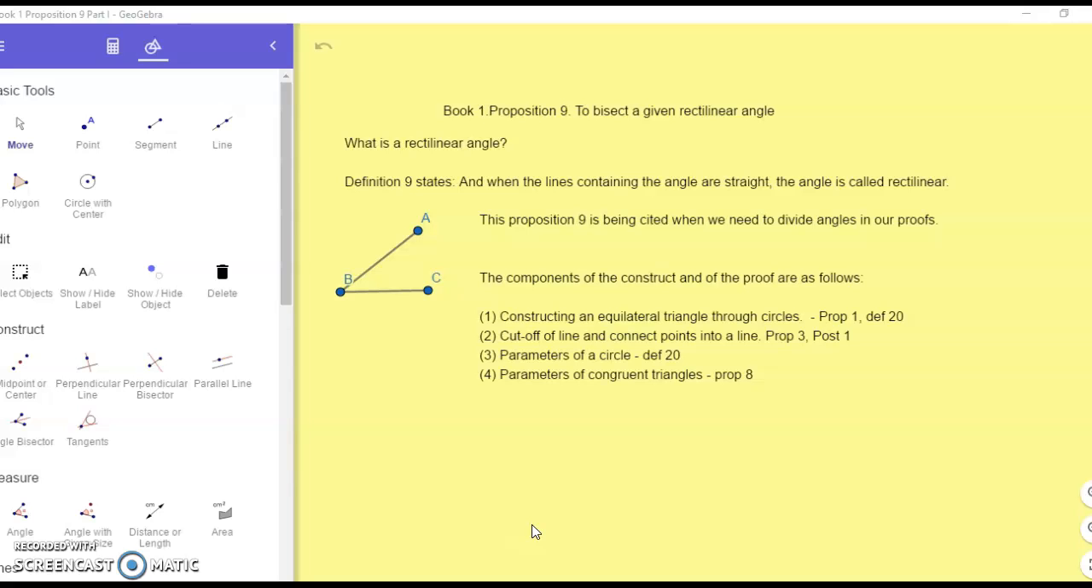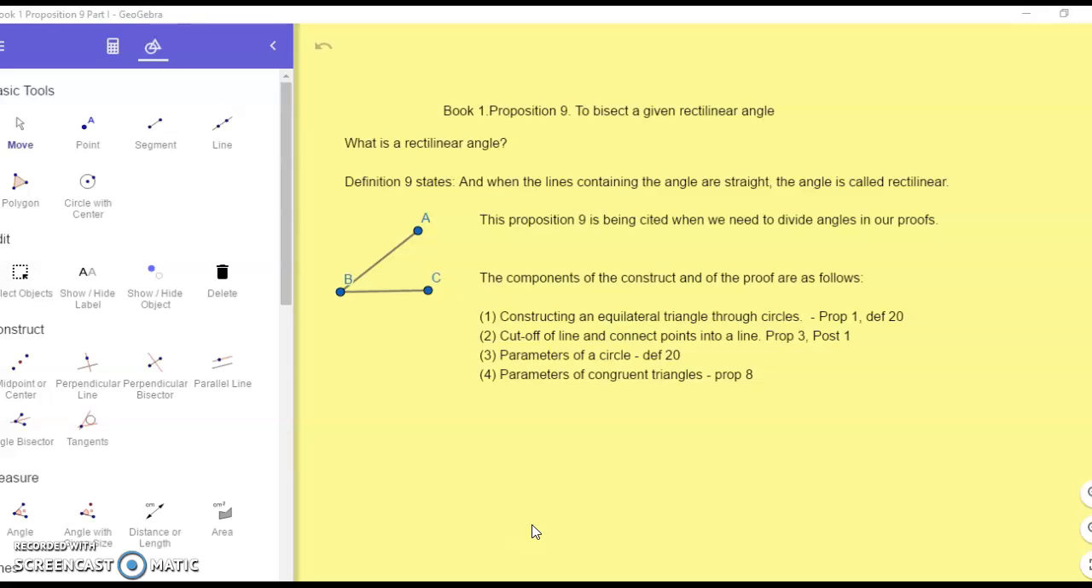Definition 9 states, and when the lines containing the angle are straight, the angle is rectilinear. Recti means right or straight, to consider our context. Hence, the rectilinear angle is an angle produced or contained between two straight lines, or we can say an angle between straight lines.